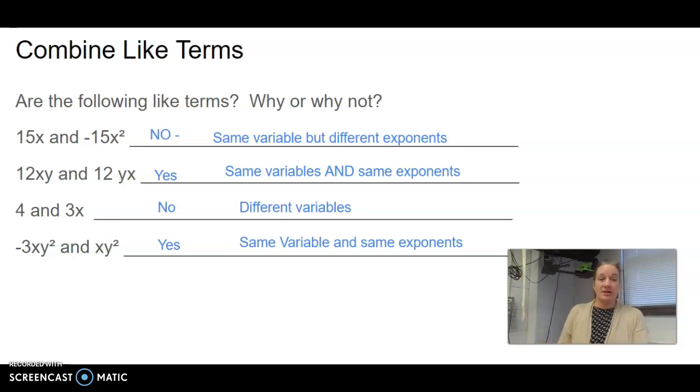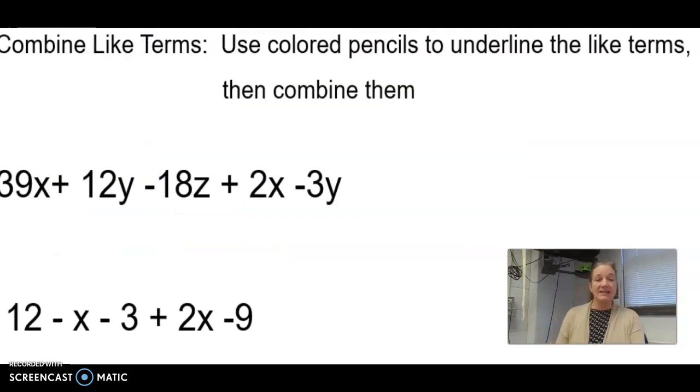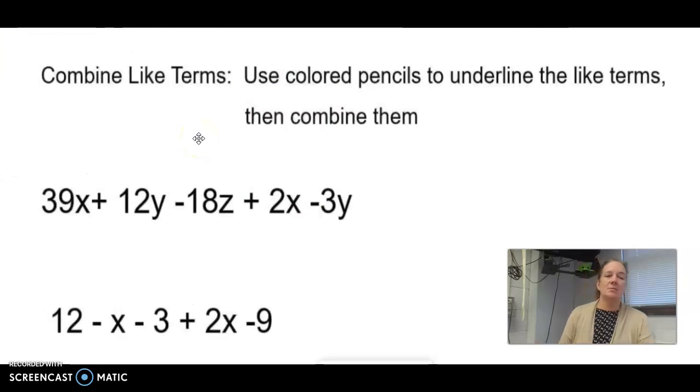Now, if they are like terms, we can actually combine them. So this is what we're going to do. Okay, I had to change screens, and now I'm on Smartboard because I want to use a colored pencil. So what we're going to do is combine like terms, and you're going to use a colored pencil to do this.